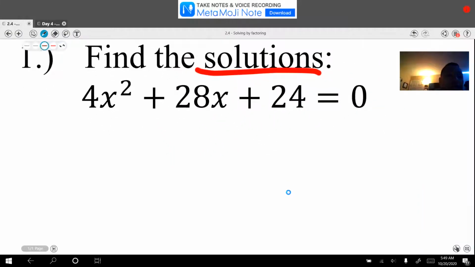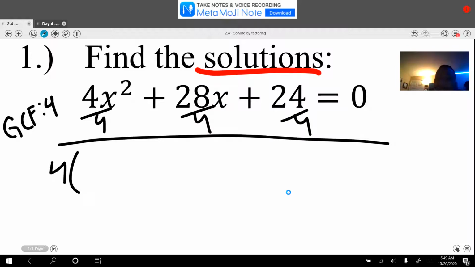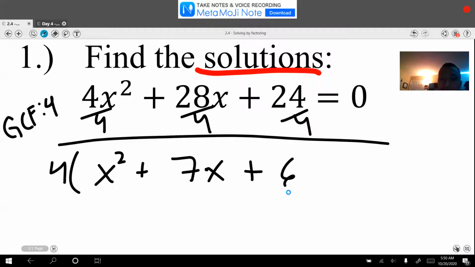Cool. So how do I find the solutions of a quadratic function? Well, the first method that we're gonna go over is by factoring, which you guys already know how to do, okay? All right, so my first step is to find a greatest common factor. I can see right away that I do have a greatest common factor, which in this case is 4. So I'm gonna go ahead and divide everything by 4. Remember that that 4 is still there, it doesn't go away. And then I'm just gonna go ahead and divide. So that's gonna be 1, that's gonna be 7, and that's gonna be 6.